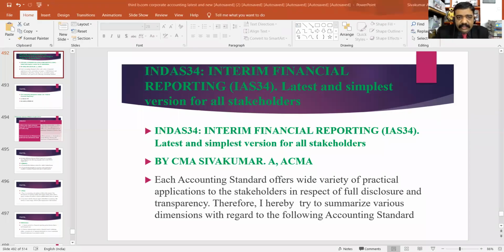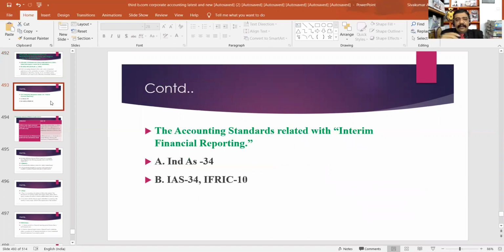Okay, now we have to discuss another accounting standard, that is Ind AS 34, interim financial reporting. The international standard related to interim financial reporting is IAS 34. Now we have to discuss the latest and simplest version of Ind AS 34 and IAS 34. What are the accounting standards related to interim financial reporting? First, Ind AS 34, then second, IAS 34 and IFRIC 10.